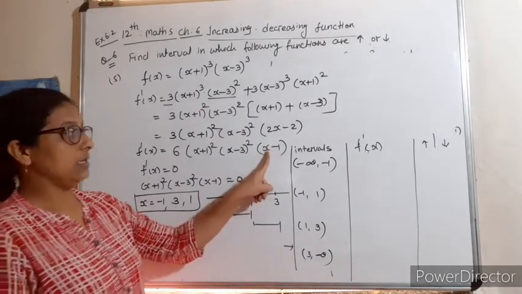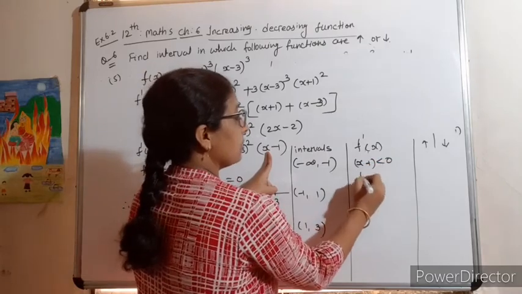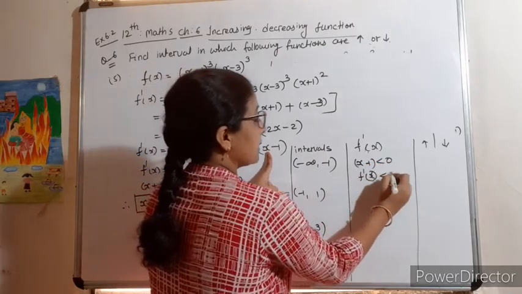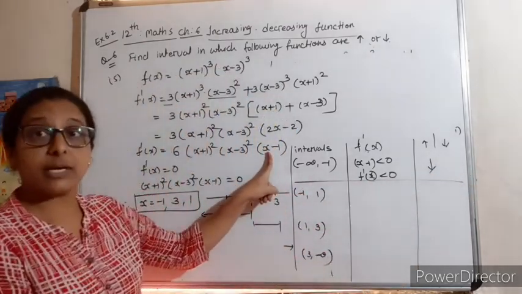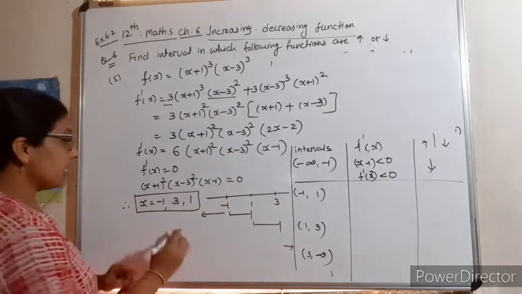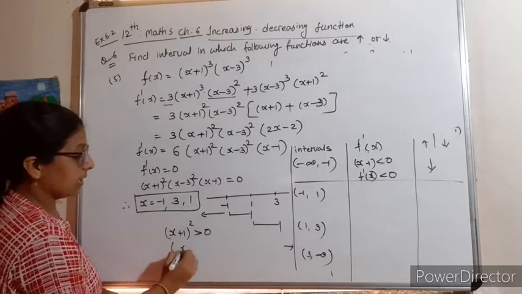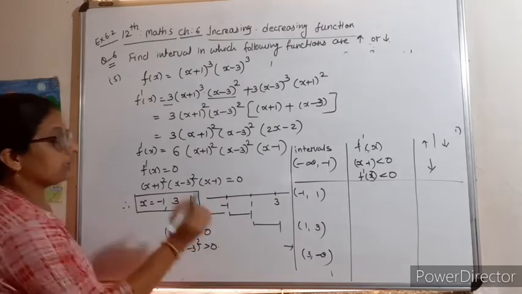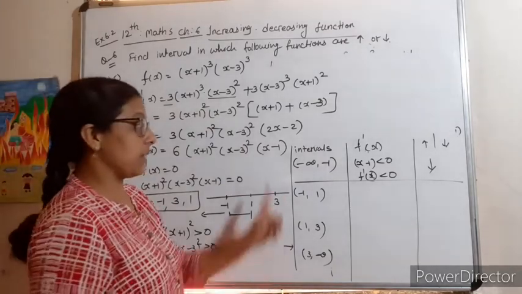Minus 2, minus 1. In this interval, x minus 1 less than 0. Therefore, f dash x less than 0 and ये हो गया decreasing. Only one bracket check करो क्योंकि ये always positive है. So we write here x plus 1 whole square is always greater than 0. So you have to check only once. One bracket, x minus 1.